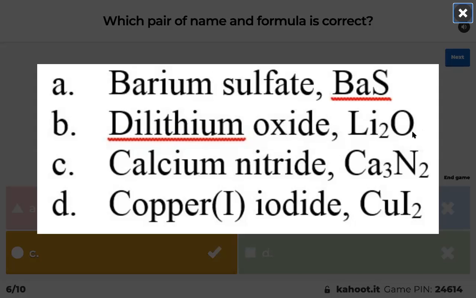Lithium is a metal and oxide is a non-metal. And remember, ionic compounds never use prefixes. Those are only for covalent compounds, the ones that have two nonmetals. So for B, we'd have to get rid of that di prefix for it to be correct.